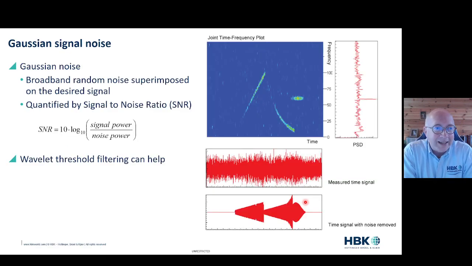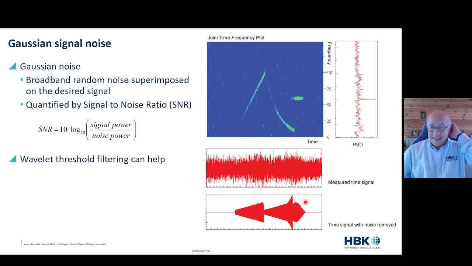So first of all, Gaussian noise. Gaussian noise is broadband. It tends to be white noise. It's affecting all frequency ranges simultaneously, and it's usually quantified by the infamous signal to noise ratio. How much signal power have you got compared to the actual noise that's on it?